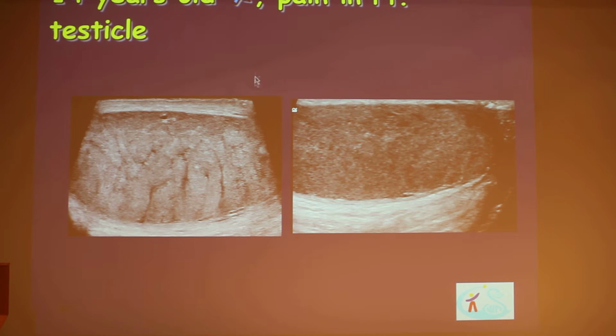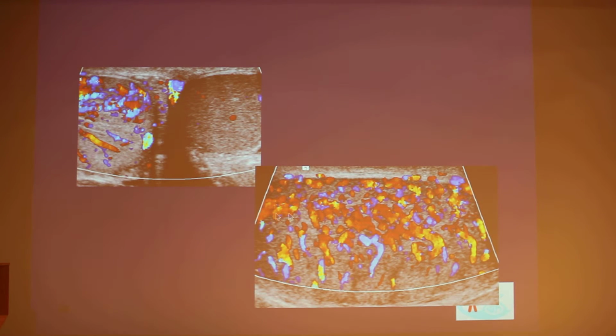So here we have a 14-year-old boy, pain in the right testicle. It's grossly enlarged compared to the left. The echogenicity is changed, and I don't even think here anybody would have to compare to the other side to say that this is orchitis.